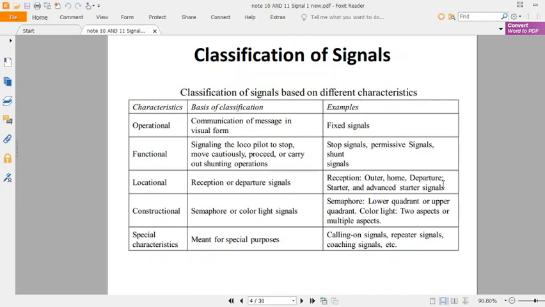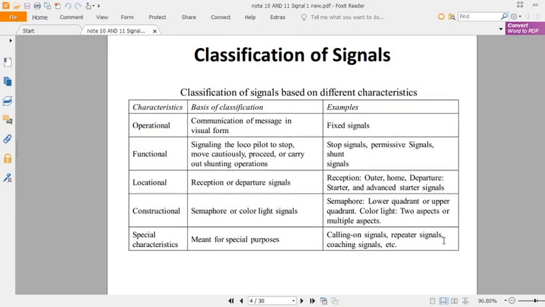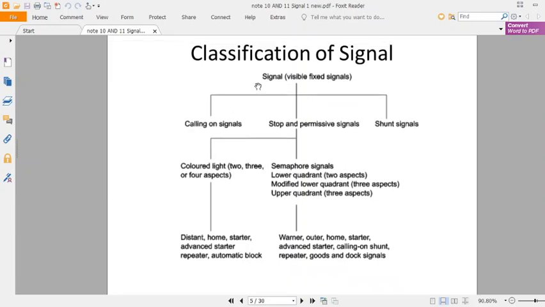In terms of construction, there are semaphore signals and colored light signals, and in special characteristics there are calling on signal, repeater signal, coaching signal, etc. So these are basically the different classifications of the signaling system. Now all these types of signals are basically fixed signals. If we classify this in another manner, we get this picture here.